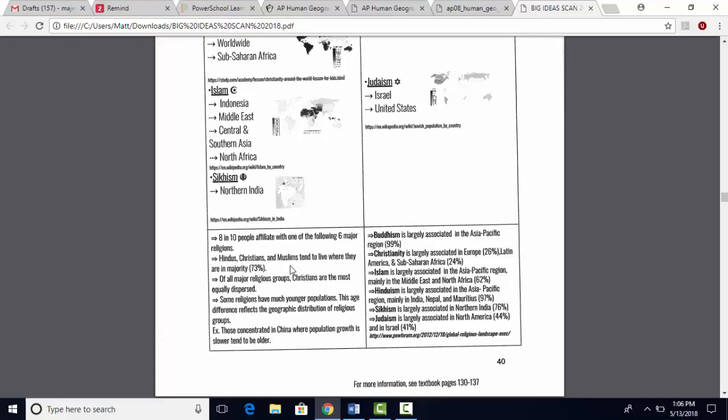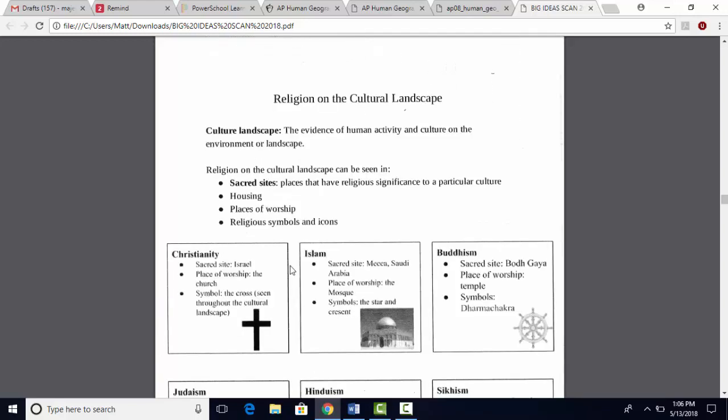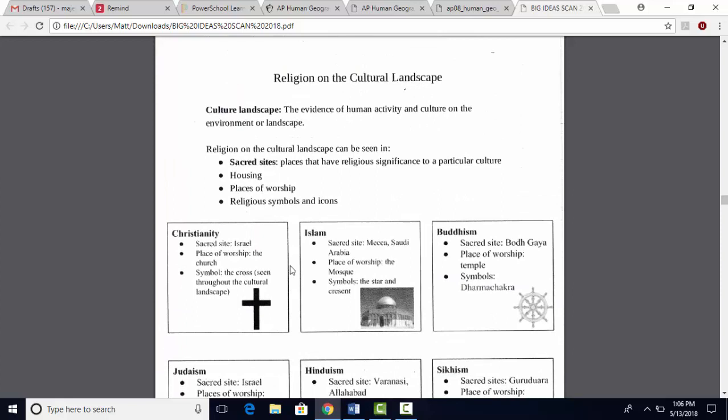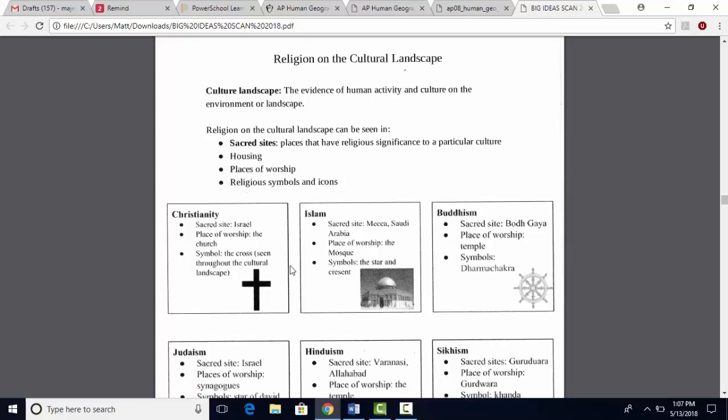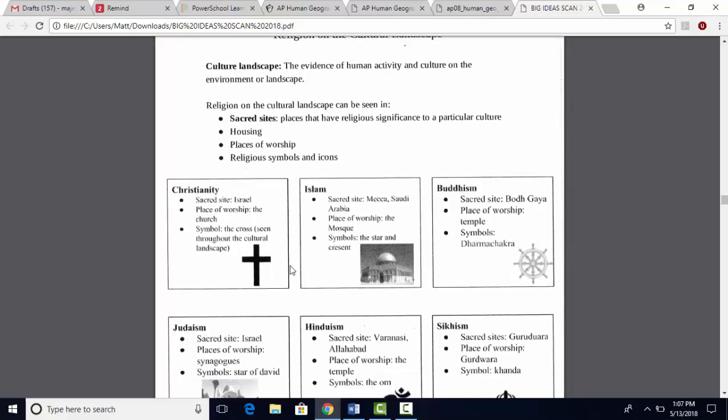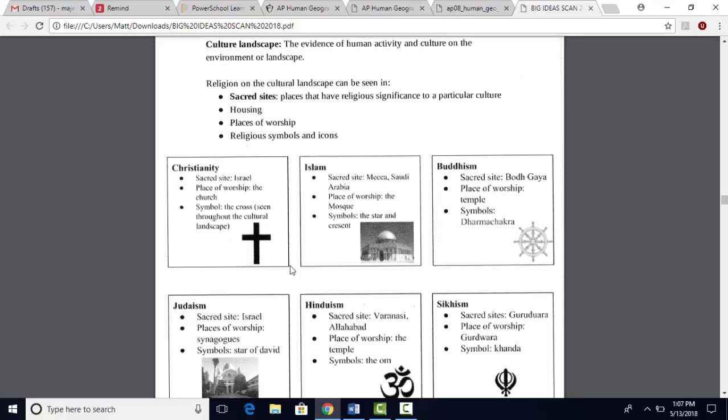Religion and the cultural landscape. Again, evidence of human activity and culture on the environment. Religion has a tremendous impact on the cultural landscape. First, through sacred sites. Those are places that have religious significance to a particular culture. Those could be anything from like burial sites, right? Those could be important sites where the religion was founded. Housing, and your house of worship and the way that it's set up, the way that it's structured, how large it is. All of those are signs of your cultural landscape. Your places of worship, again, reflects your religious landscape. And symbols and icons as well are used to identify or label your religious landscape as well.